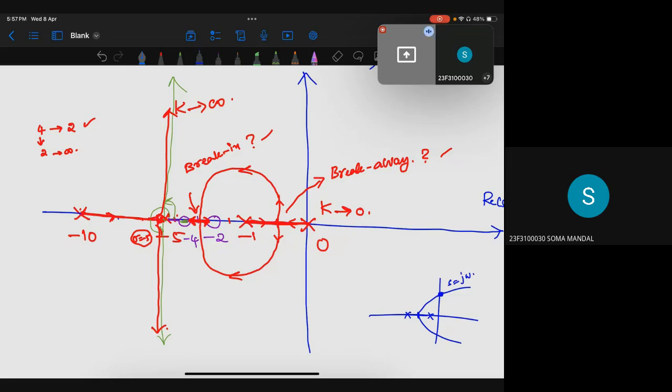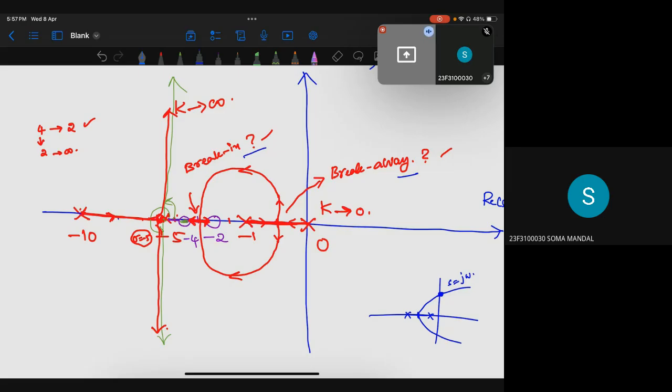There you are asking what is the value of K for which the root locus is crossing the j omega axis. That question is different. This question is different. This question is different. In fact, all these three questions I have answered in the previous live sessions. So please check that.